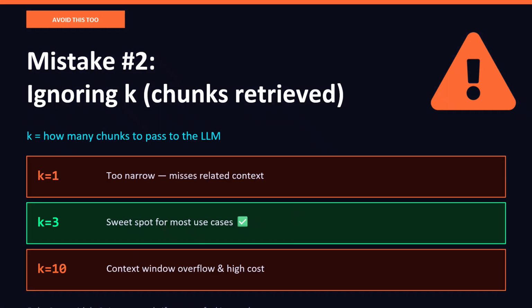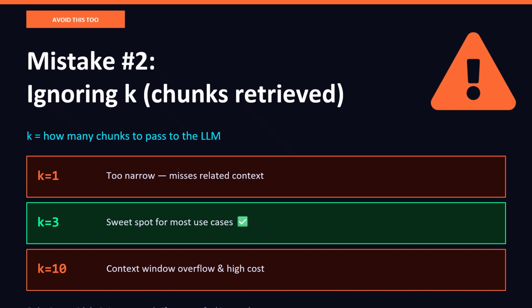Mistake number two, the K parameter. K is how many chunks get sent into the LLM with each query. K1, too narrow. You might miss the paragraph right above the one that actually has the answer. K10, you're burning tokens and might overflow the model's context window, gets expensive fast. K3 is the sweet spot for most use cases. 3 chunks gives enough context without overloading.